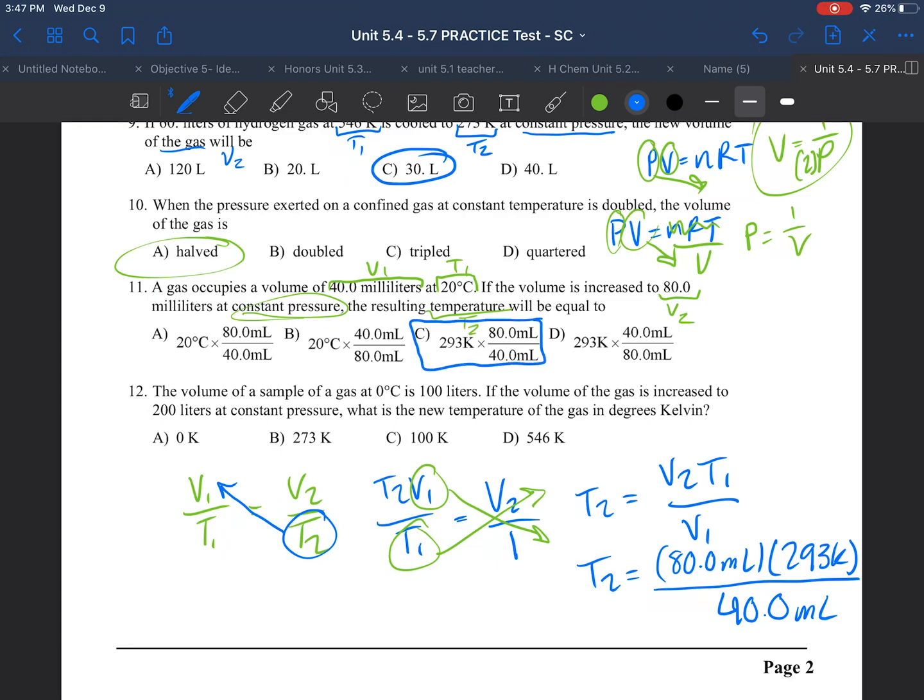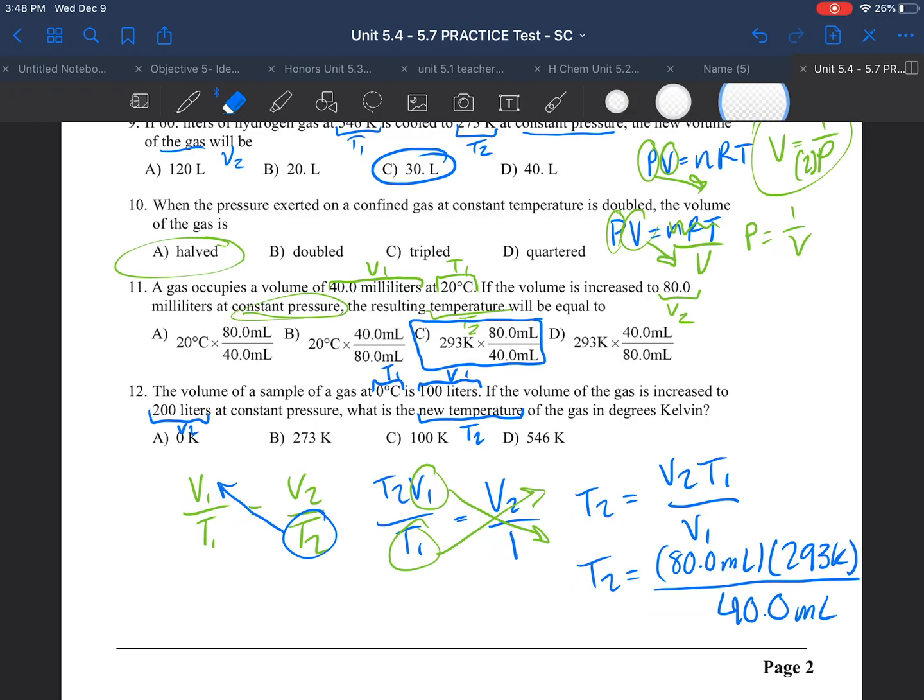Now, the volume of a sample of a gas at 0 degrees C is 100 liters. If the volume of the gas is increased to a new volume, what's the new temperature of the gas? So I'm using the same exact setup where I want to use T2 is equal to V2 times T1 over V1, because we're looking for that new temp again.